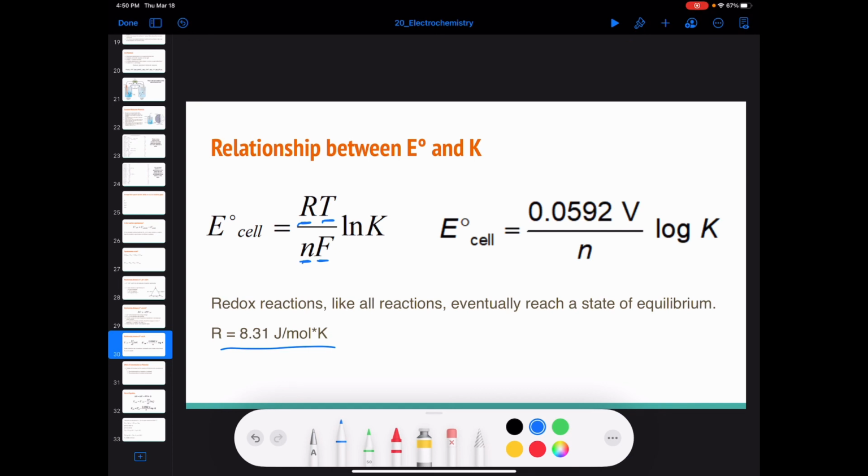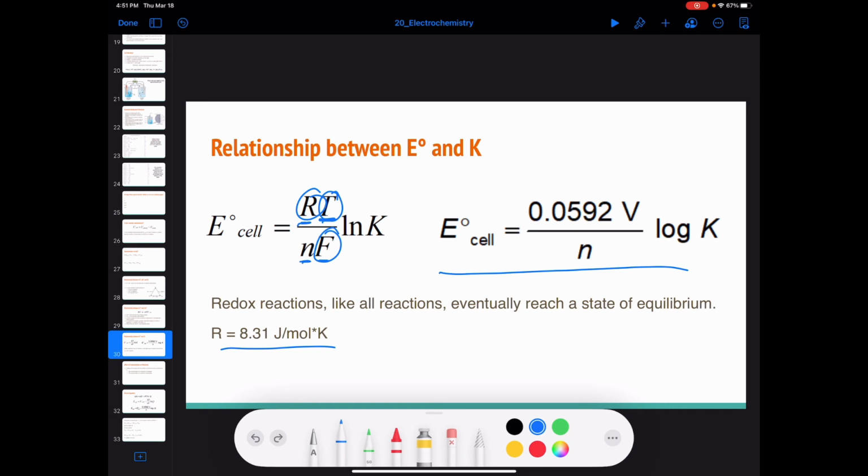Now, sometimes if you're feeling kind of lazy, you can simplify all of this, right? Because under standard conditions, which would be 25 degrees Celsius, 298 Kelvin, we can put all these things together, because they would all be just numbers. We could use this equation right here: 0.0592 volts divided by n, the number of moles of electrons, times the log of K. There's a slightly different version that involves the natural log. Different scientists will use different ones, but that's the basic idea.